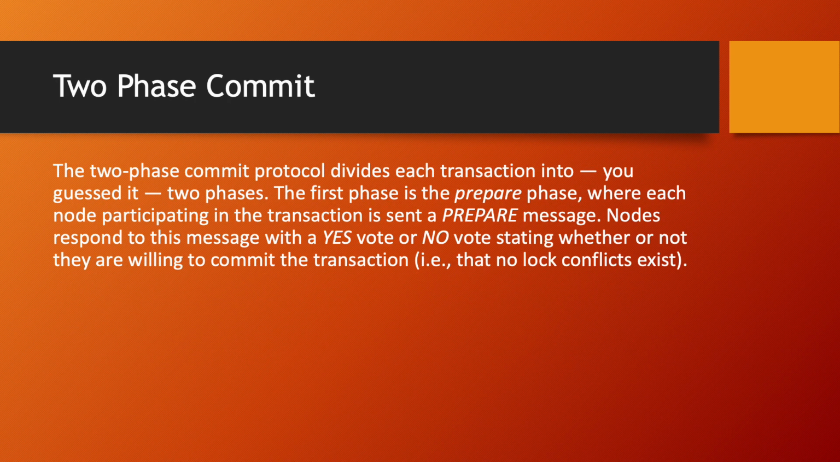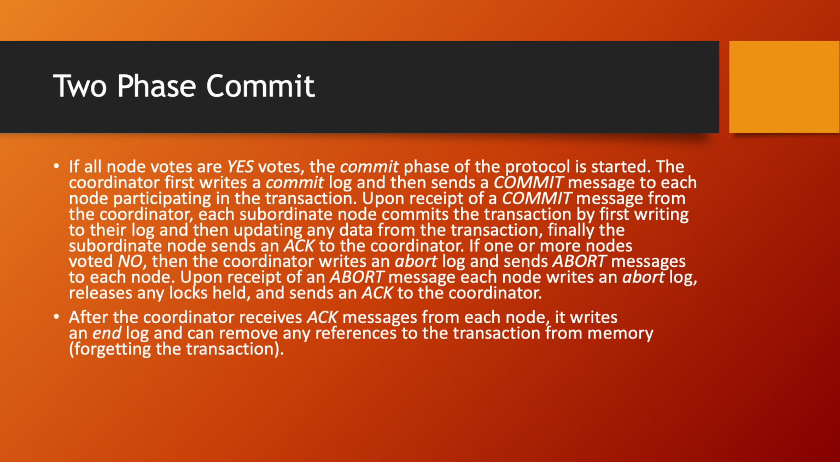The two-phase commit protocol divides each transaction into two phases. The first phase is the prepare phase, where each node participating in the transaction is sent a prepare message. Nodes respond to this message with a yes vote or a no vote, stating whether or not they are willing to commit the transaction. That is, that no lock conflicts exist. If all node votes are yes votes, the commit phase of the protocol is started. The coordinator first writes a commit log and then sends a commit message to each node participating in the transaction.